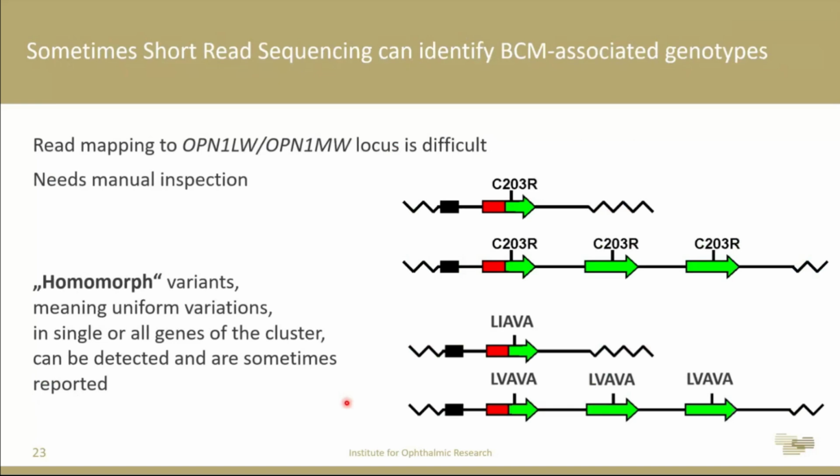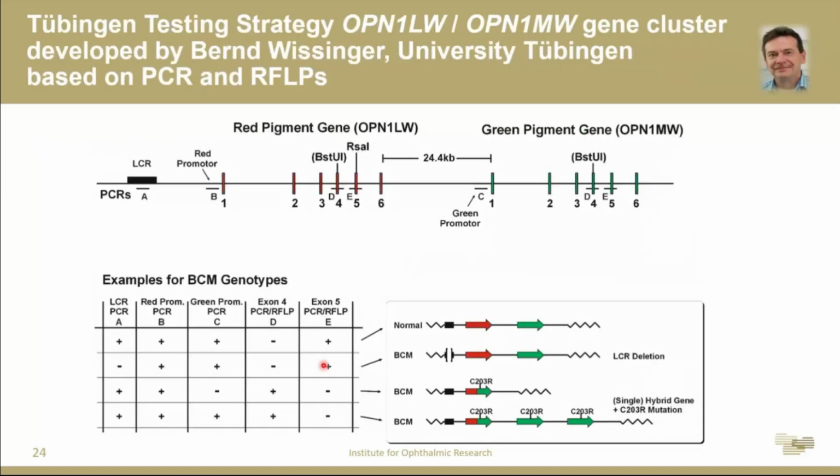It is possible to read out those NGS data, but it often depends on whether you manually inspect your exome or genome-based sequences more or less. And if you have the classical situation that the very same mutation is causative in all genes of the cluster or in such a single gene, they can be read out, and they are sometimes then also reported by diagnostic labs.